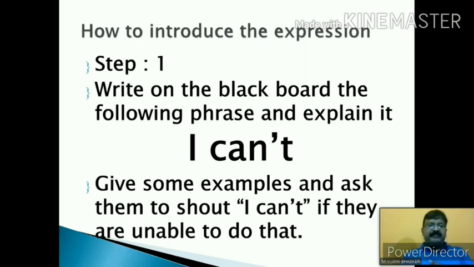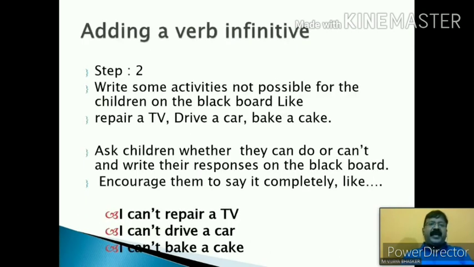Skip the second one because your children already know or are aware of how to use I can and the base verb. So directly go to the next step, adding the infinitive. You have to prepare a set of questions and pose these questions to the children.